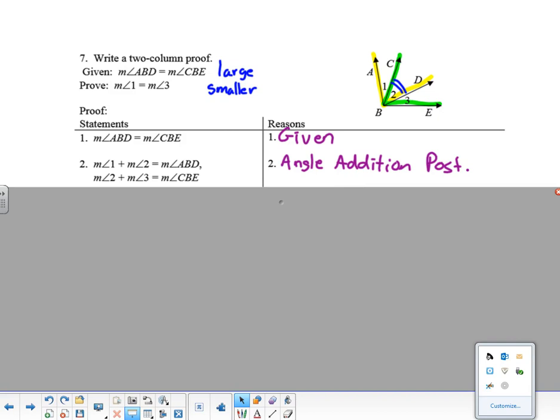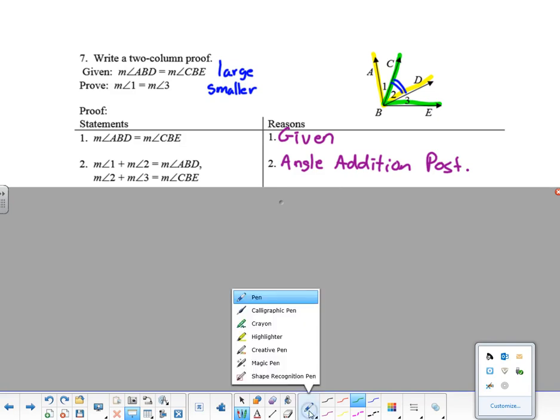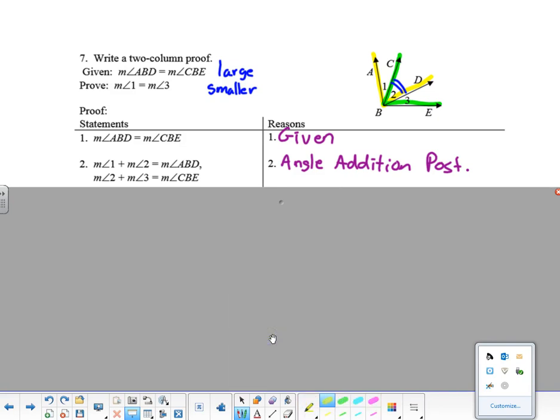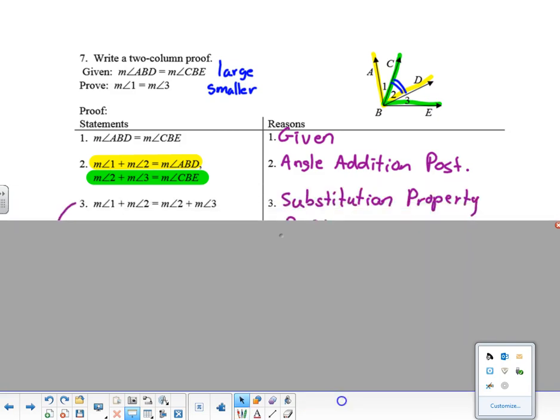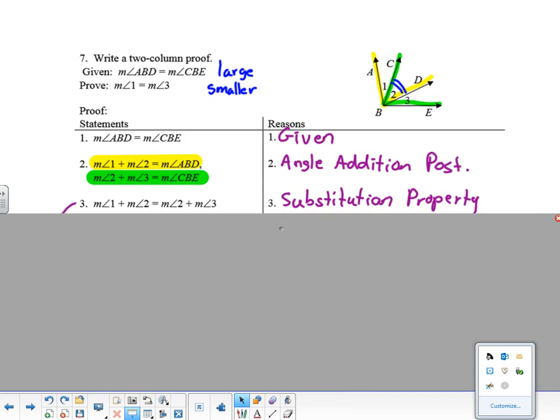Okay, now what do we have here? Let's do our angle addition postulate. Measure of angle 1 plus the measure of angle 2 equals the measure of angle ABD. Measure of angle 2 plus the measure of angle 3 equals the measure of angle CBE. Again, let me just highlight to help you connect that. ABD, that's our yellow one, and this is our green one. Now the measure of angle 1 plus the measure of angle 2 equals the measure of angle 2 plus the measure of angle 3.